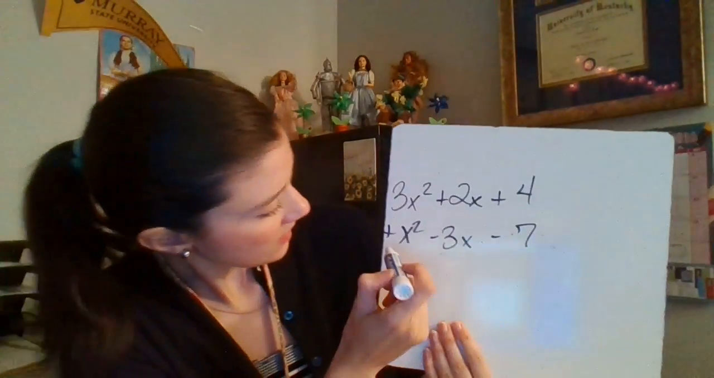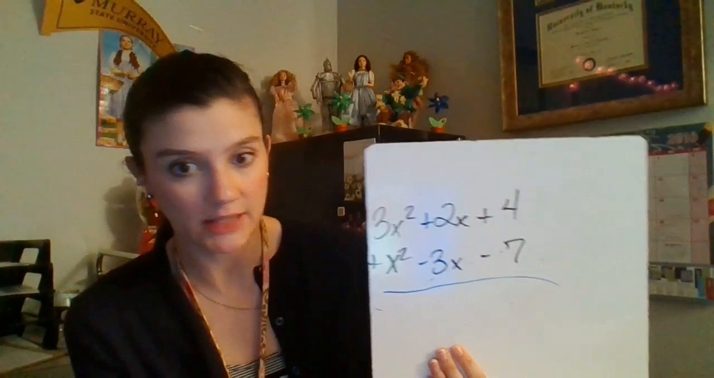And then that third one, 3x squared plus 2x plus 4 plus x squared, no, minus, I'm sorry, x squared minus 3x minus 7. Again, remember how small of writing I'm making in that book. Alright, I wrote it vertically this time. Same thing. Combine like terms.